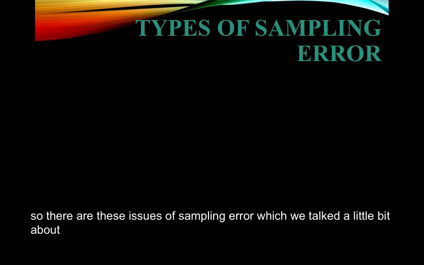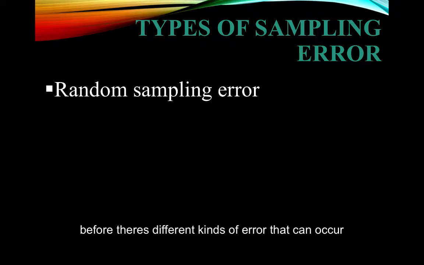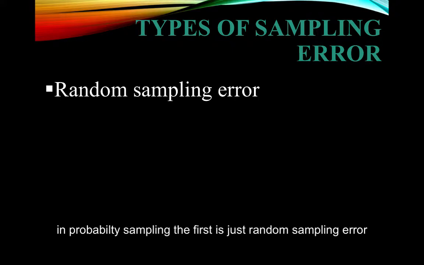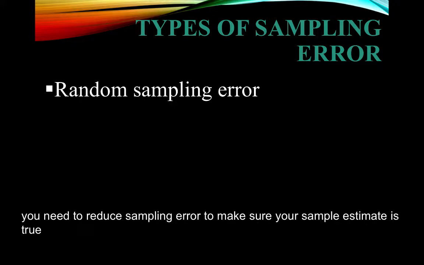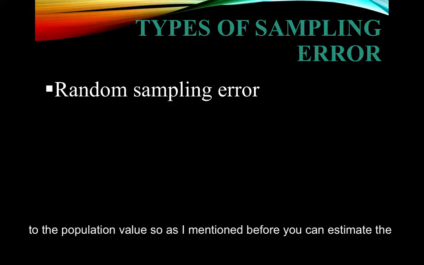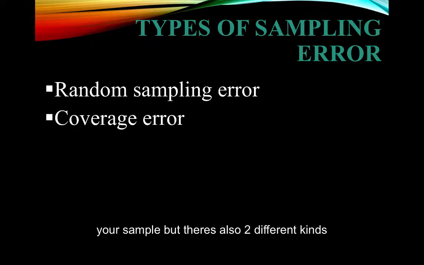Okay, so there are these issues of sampling error, which we talked a little bit about before. There's different kinds of error that can occur in probability sampling. The first is just random sampling error, and this is due to random selection. So we talked about how you need to reduce sampling error to make sure your sample estimate is true to the population value. So as I mentioned before, you can estimate the error and reduce it by increasing the efficiency or the size of your sample.